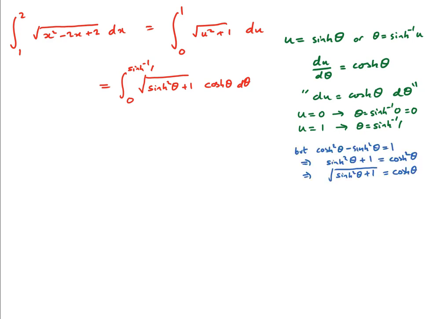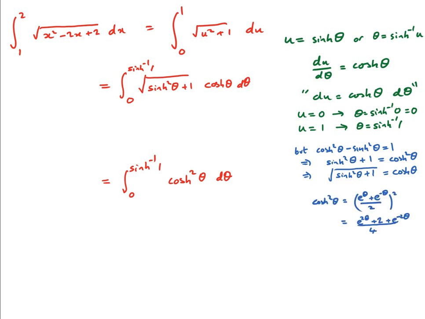We know that root of sine squared theta plus 1 is the same thing as cos theta. So our integral simplifies to the integral between 0 and sine to the minus 1 of 1 of cos squared theta. There are several ways of handling the integral of cos squared theta. One way is simply to revert to the definition of cos theta as being e to the theta plus e to the minus theta over 2.